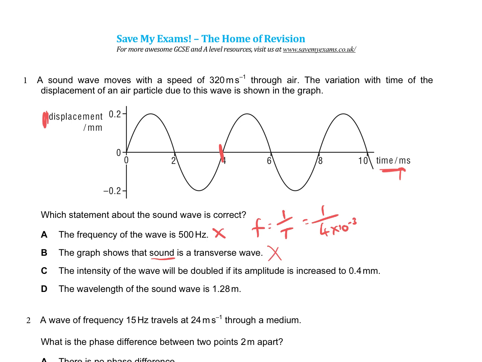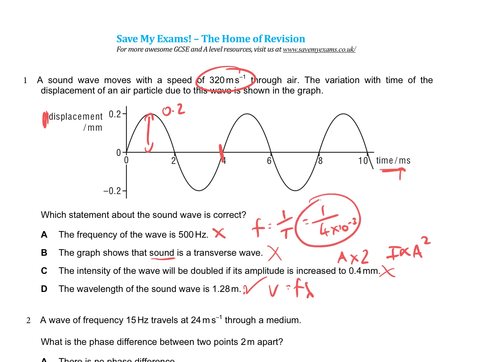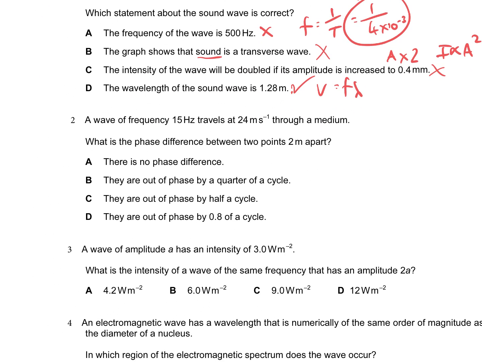The intensity of the wave will be doubled if the amplitude is increased to 0.4. So currently the amplitude is 0.2, so that would constitute a doubling of the amplitude. A reminder that intensity is proportional to amplitude squared, so it wouldn't double, it would actually quadruple, so that's not true. Last but not least, therefore, must be true, and the way you can prove that is using V equals F lambda. You can find the velocity from the question, 320, and you can find the frequency from your calculation up here, 250, and you'll find that you do get 1.28.